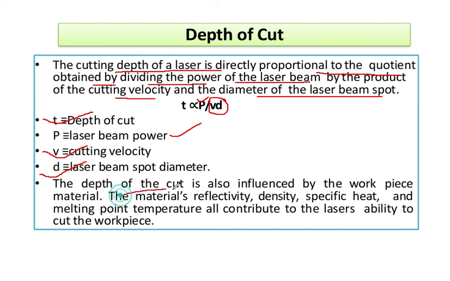And the depth of cut is also influenced by the workpiece material. The material's reflectivity, density, specific heat, and melting point temperature all contribute to the laser's ability to cut the workpiece. So you cannot just consider one factor, you have to consider everything: material reflectivity, density, specific heat, and the melting point temperature that is required to carry out the cut for the workpiece.